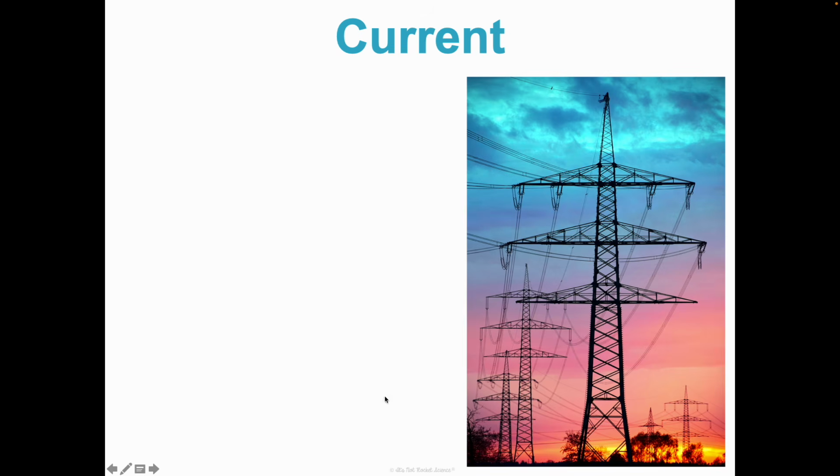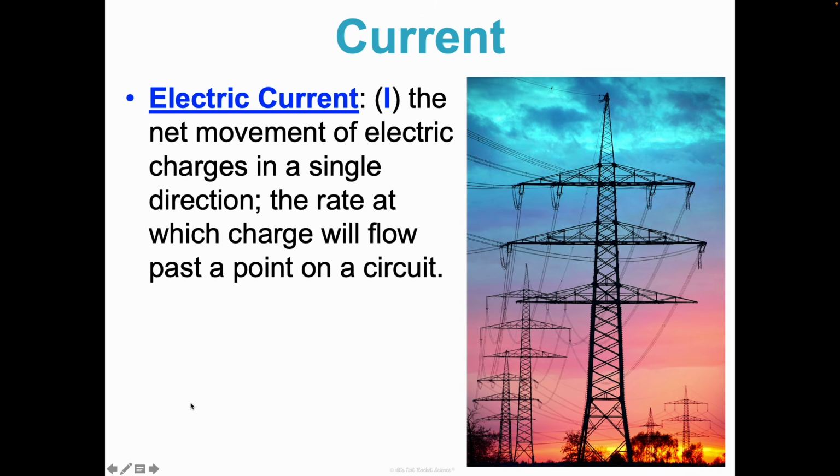So current, I love this picture. It's so pretty. Okay, what is it? I put electric current here so that you know we're specifically talking about electricity here. And hopefully you realize that since this is a unit on electricity and magnetism, we're not talking about current as in what's going on nowadays or current as in water current. We're talking about electricity here. It's represented in an equation by a capital I. And current is the net movement of electric charges in a single direction.